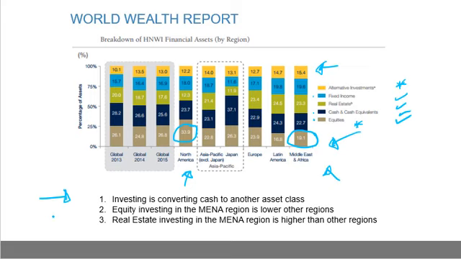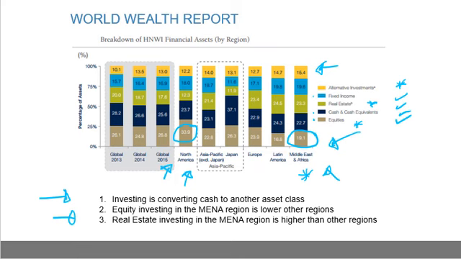We can see that real estate investing in the MENA region is higher than other regions. Here we can see the global average for 2015. There's North America, Asia Pacific, Japan, Europe, Latin America, and the Middle East. I wanted to start with this to show that depending on the audience, the background, the history, and the knowledge are a little bit different.